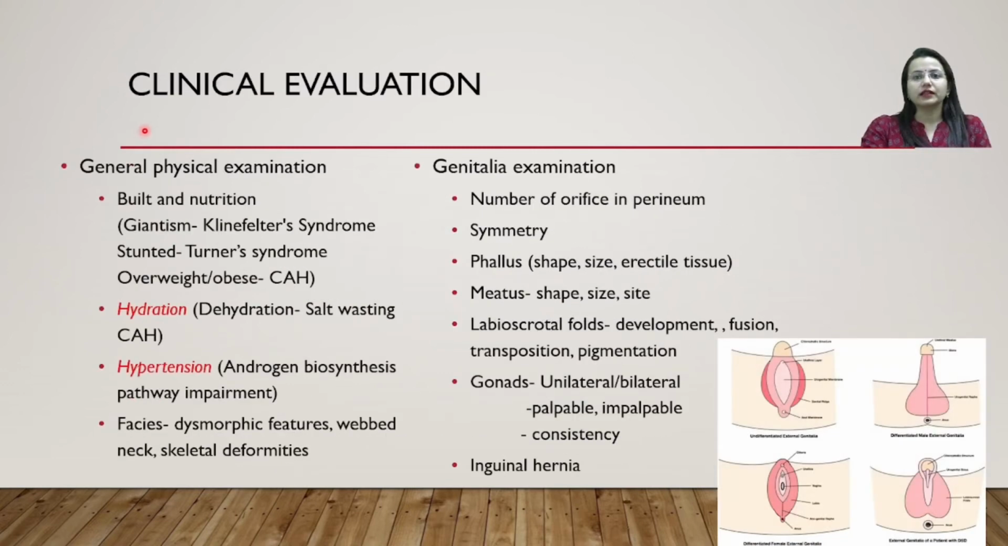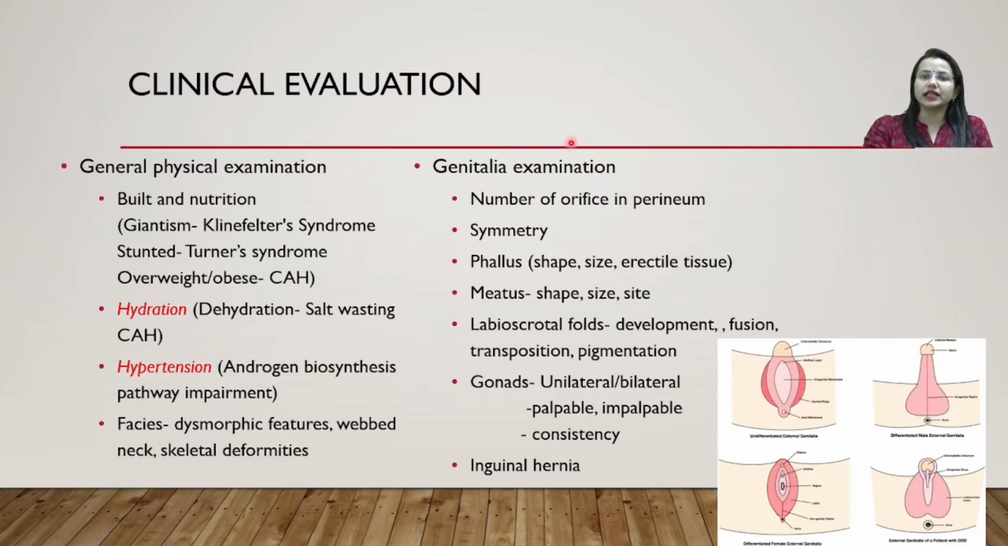For clinical evaluation, a general physical examination is done, wherein the built and nutrition are taken into account, especially for cases where we are suspecting salt-wasting CAH. Hydration status and hypertension must be evaluated during the clinical examination. At times they may have other associated anomalies which should be taken into account.